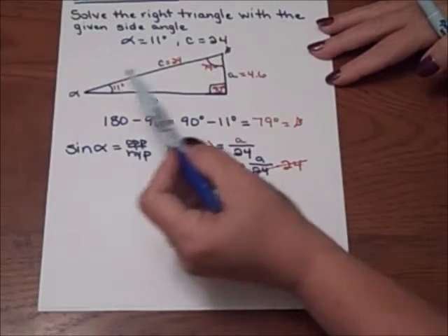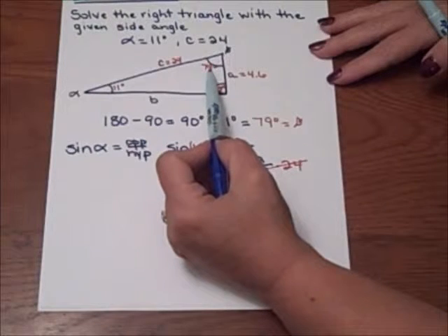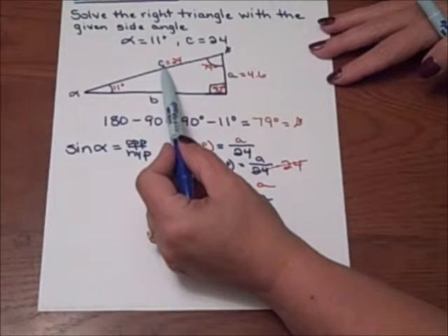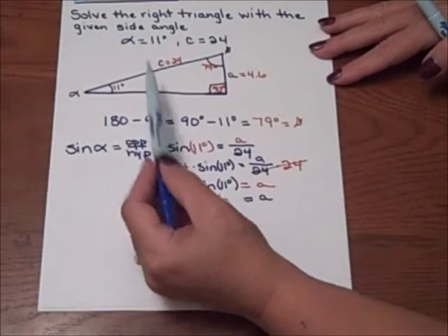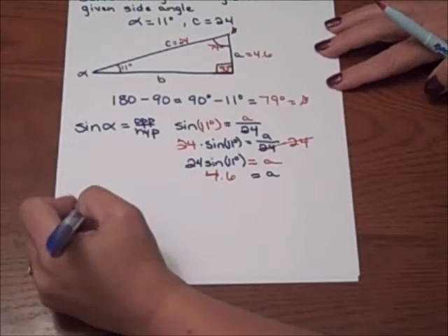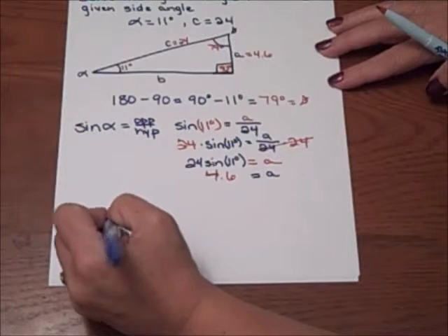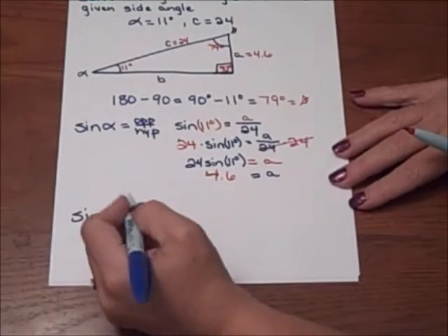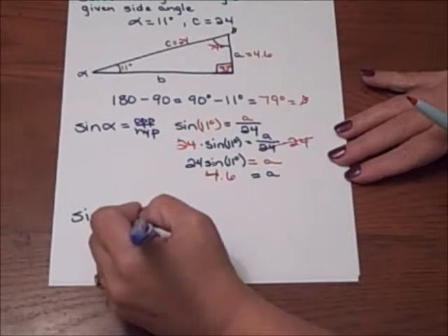So we knew alpha angle, we knew 90 degrees, we found 79 degrees equals beta. We knew that the hypotenuse, or C, was 24. We found A. So the only thing left to solve for our right triangle is B. And to find B, I'm going to use the sine function again. This time we're solving for B. So we're going to use sine of beta, opposite over hypotenuse.